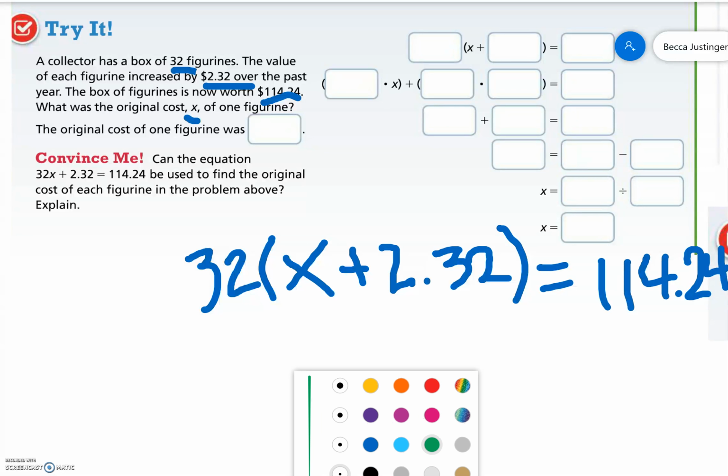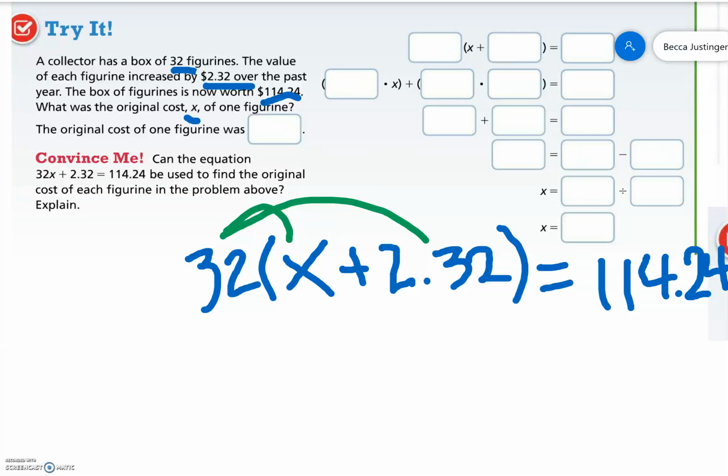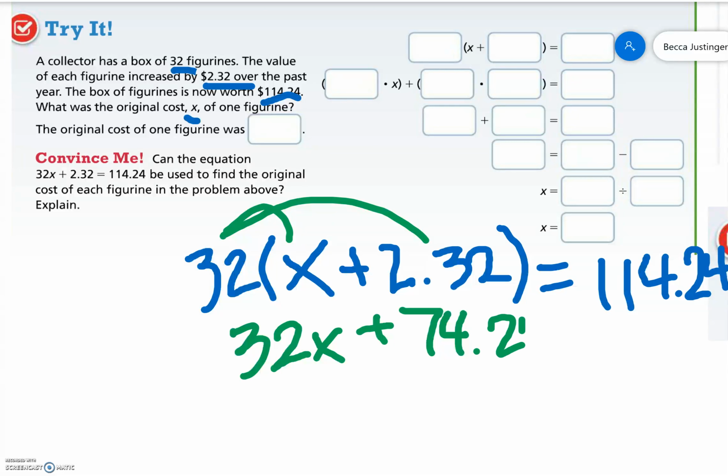I'm going to distribute the 32 to everything inside the parentheses. 32 times x is 32x. Now grab my calculator. 32 times 2.32 gives me positive 74.24 equals 114.24. Okay, we're trying to solve for x.